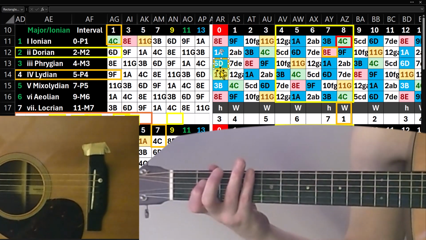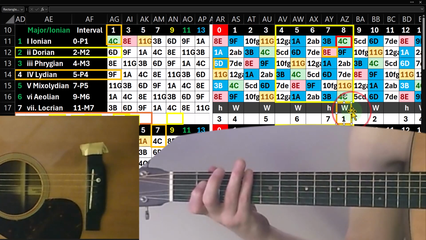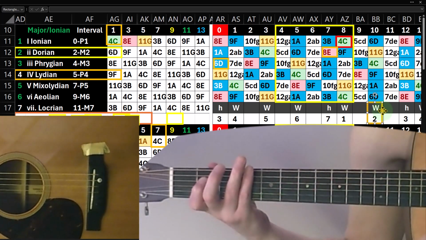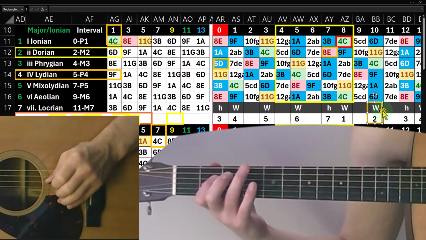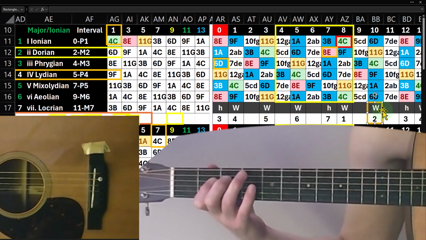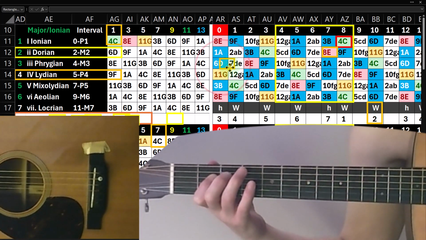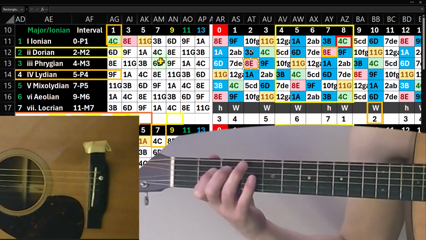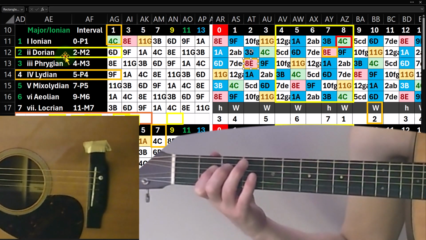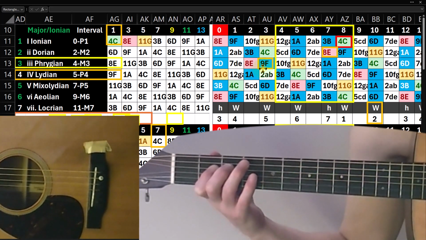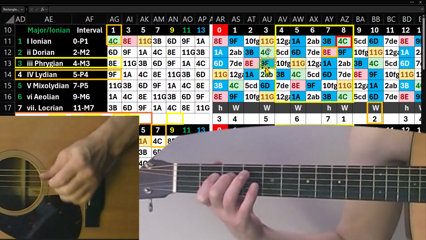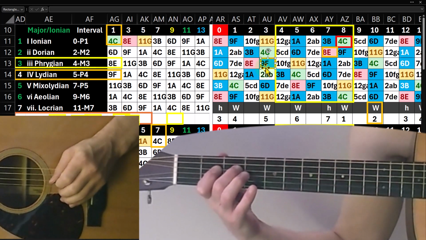And then we're going to go from 2 to 3, which is a whole step. So from D to E is a whole step. So now we've gone from here to here, and that's going from Dorian to the Phrygian, and then from the Phrygian to the Lydian brings us back to where we left off, for a half step.